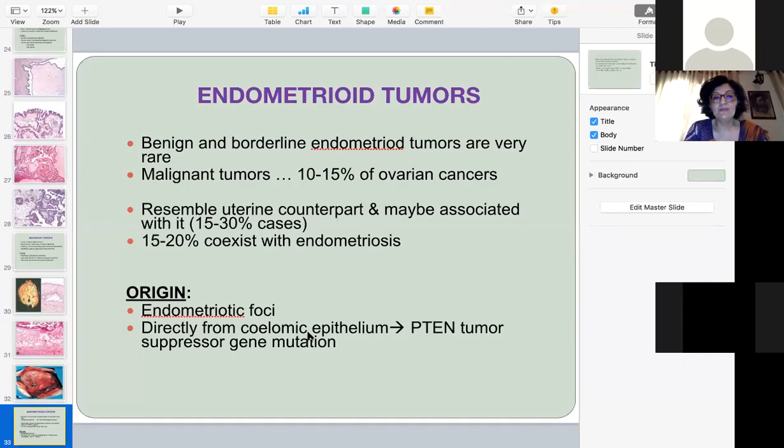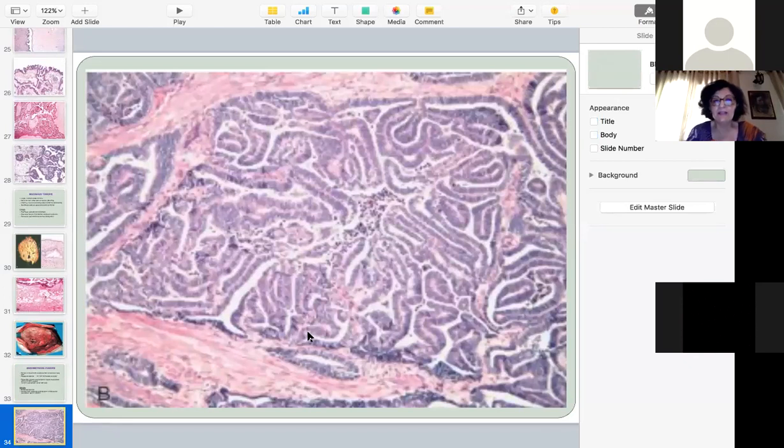So PTEN tumor suppressor gene mutation is important in endometrioid tumors, both in the ovary as well as in the endometrium, and we will discuss the endometrial tumors. Or they can develop from endometriotic foci in the ovary. This is how it looks, typically like the endometrial glands, with pseudostratified lining and a compact, back-to-back pattern. This is the typical endometrioid tumor that you would see in the ovary, and we will see a similar appearance in the endometrium once we come to that.